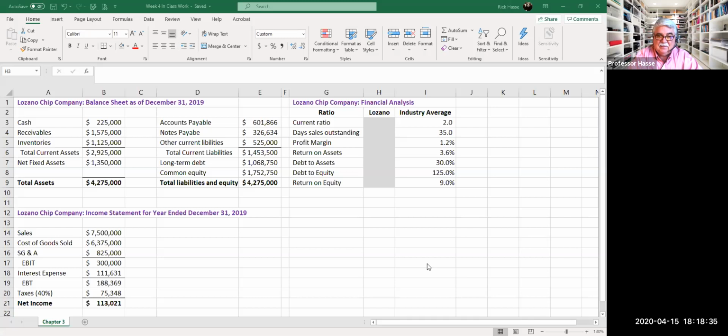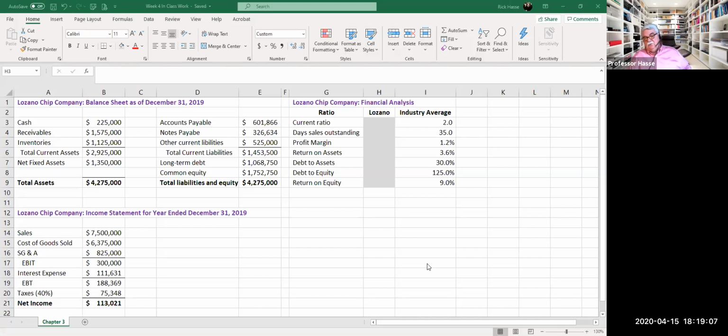The companies that you selected are all major American corporations. So you got to remember that. So here's the balance sheet, the assets, the liabilities, and equity for this Lozano chip company. Also is the income statement for the year ended December 31st, 2019. As you can see, they made $113,021 in profit.